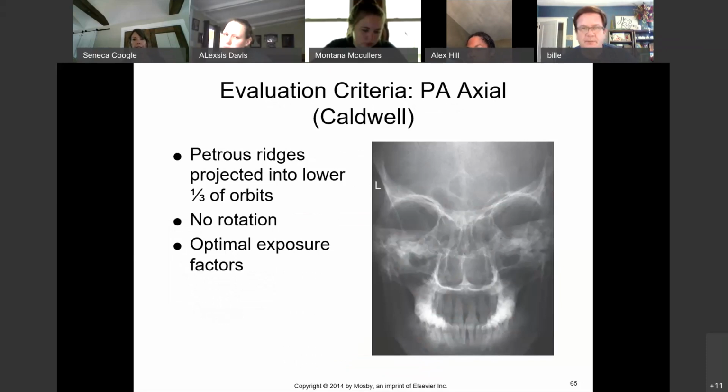This is the PA axial of the Caldwell. This one doesn't look too much like a Caldwell. I'm not sure this is a Caldwell, but it was in the slide, so I left it. But the petrous ridges should be in the lower 1/3 of the orbits for the Caldwell, because you're really looking at the frontal sinuses and the ethmoid and sphenoid sinuses, even though they're sort of superimposed over one another. So again, you want to get the petrous ridges out of the way.